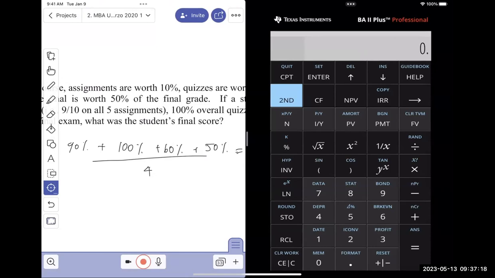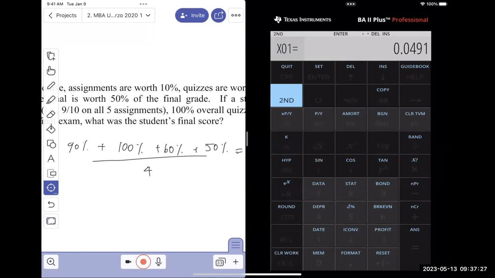So let's say I want to enter this data as statistical data just to get an arithmetic mean, an average. So there's data in there. I need to clear my calculator.